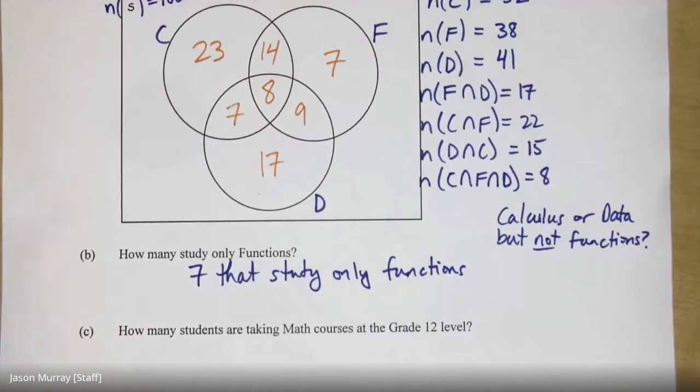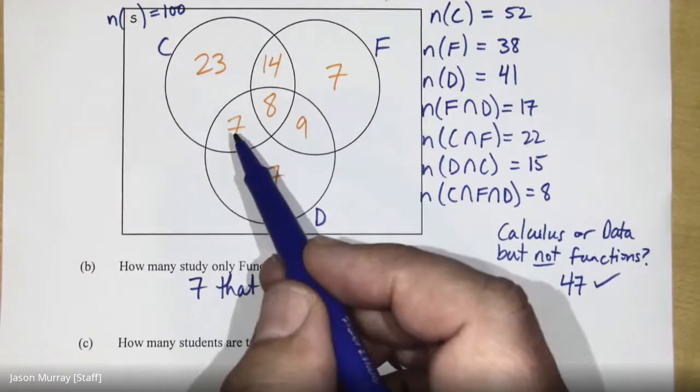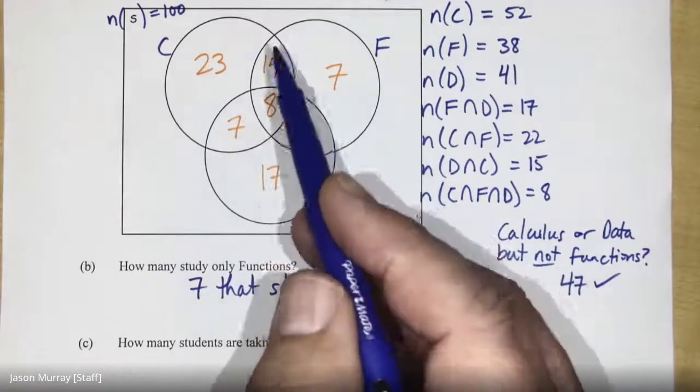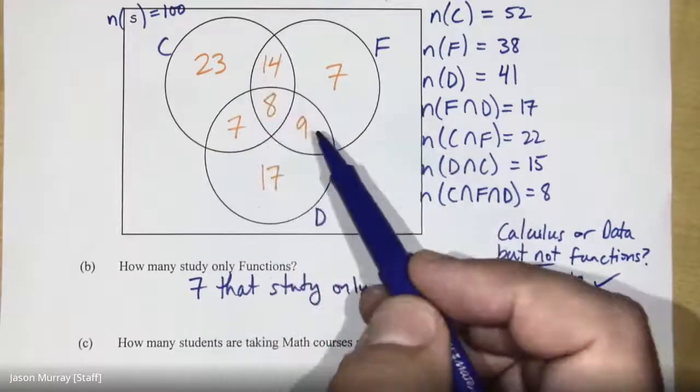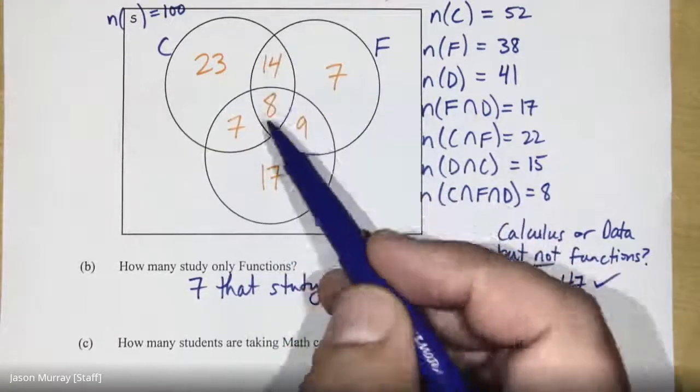Charlie? I'm not totally sure if this is right, but would it be 23 plus 7 plus 17? Why? Because you have to add all the students just taking calculus, all the students taking both calculus and data, and then all the students taking just data. Yeah, they count too. So the 23 count, this 17 count, but so does this 7. They're taking calculus or data, and they're not taking functions, right? Basically, you want to take away all of these. You don't need any of these because they're all taking functions.